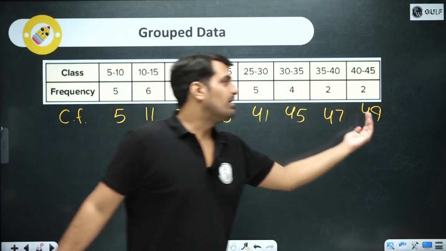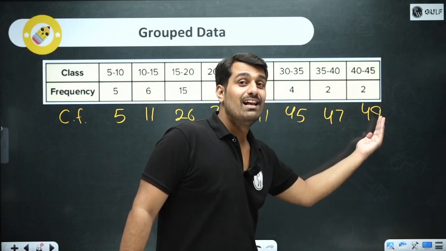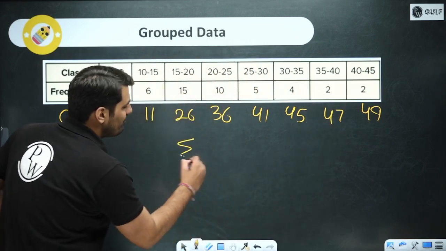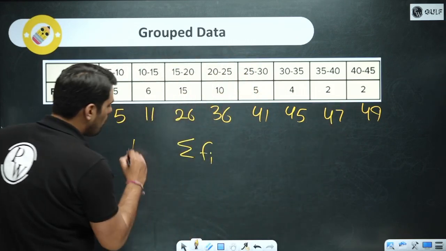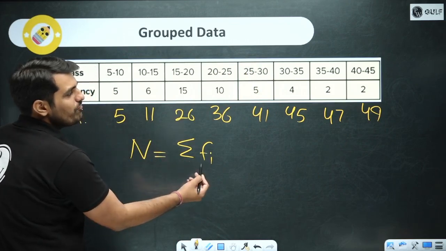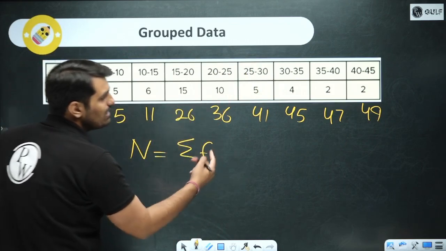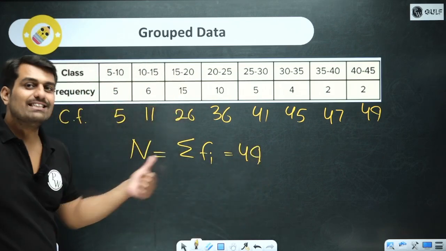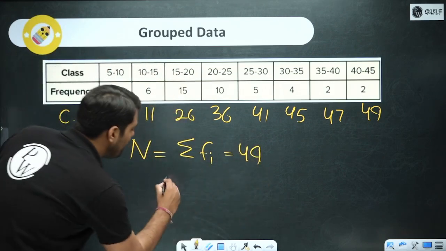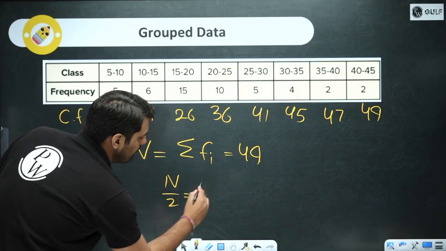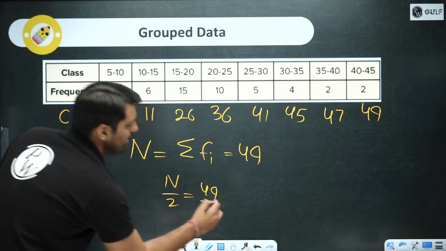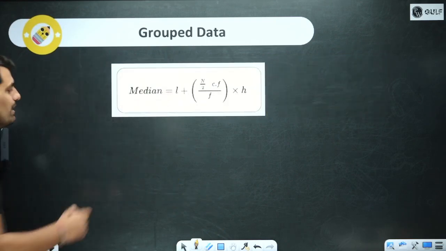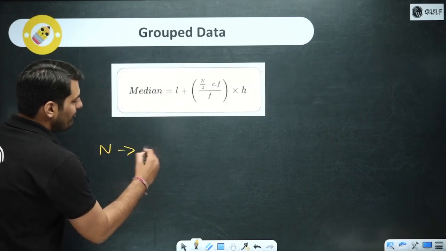So this number represents the total frequency up till 45, and hence this 49 is the sigma Fi, which we also call N. So the total number of people who are part of this data is 49. N is clear. N is the total frequency. So N by 2 can be easily calculated, right? 49 by 2. In the formula we have N by 2. So N is what? Total frequency.